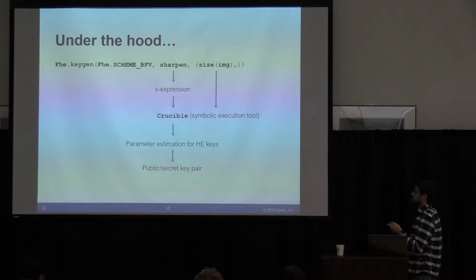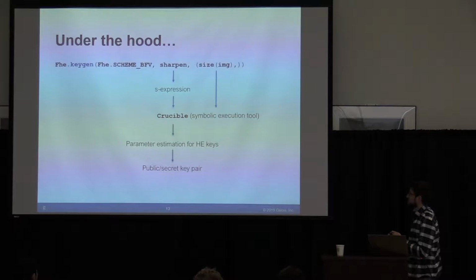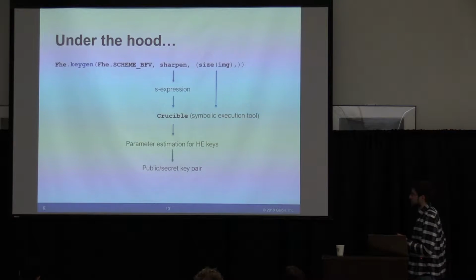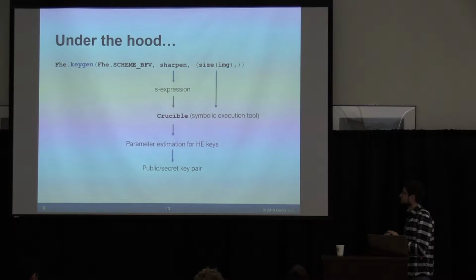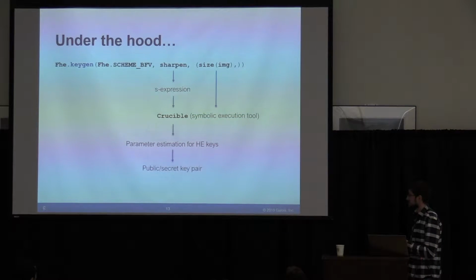We convert this function at the low level Julia AST level to an S-expression, which we then feed into a symbolic execution tool we built at Galois, which is not just for this project, but is useful as a general symbolic execution engine called Crucible. As output of that, we get an arithmetic circuit, and using that arithmetic circuit, we can do some naive parameter estimation to choose keys that are appropriate for the specific function and input size we're considering.